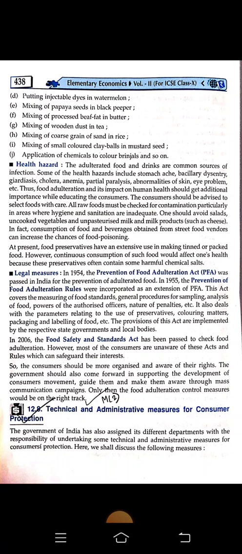However, most of the consumers are unaware of this act and rules which can safeguard their interest. So, the consumers should be more organized and aware of their rights. The government should also come forward in supporting the development of the consumer movement, guide them and make them aware through mass communication campaigns. Only then would food adulteration control measures be on the right track.